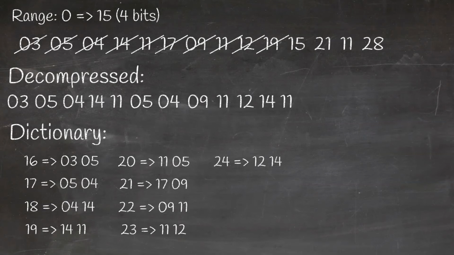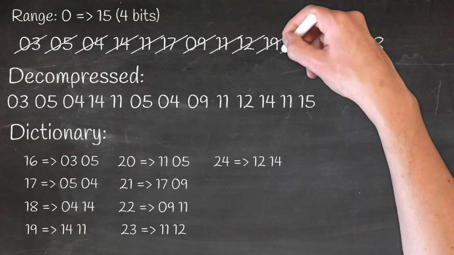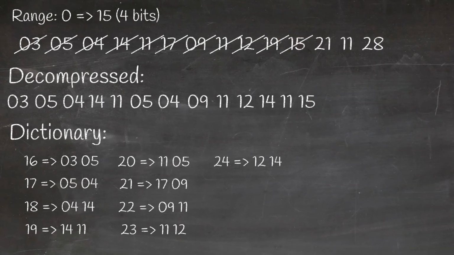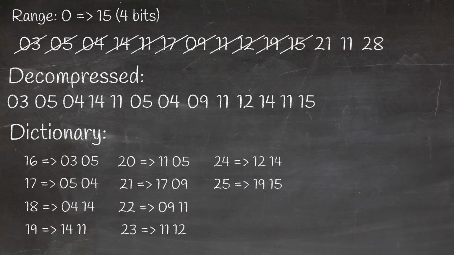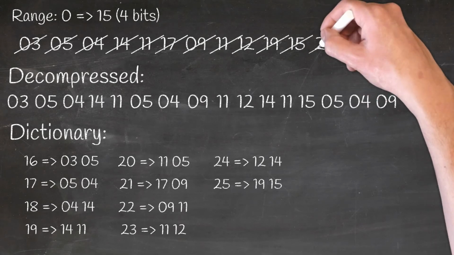And then we have 15. That is uncompressed data. So we put it as it is in the output stream. And then what entry we put in the dictionary? Well, it's the previous pattern, which is 14, 11, and the first letter of the current, which is 15. So in this case, 14, 11, and 15 will go in the dictionary. Next is 21, which is an index referring to 17, 9, which is broken down again into 5, 4, 9.